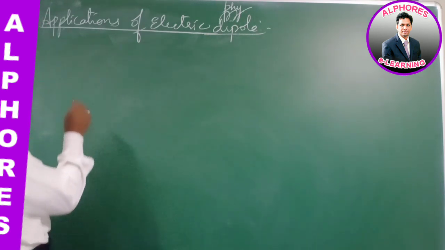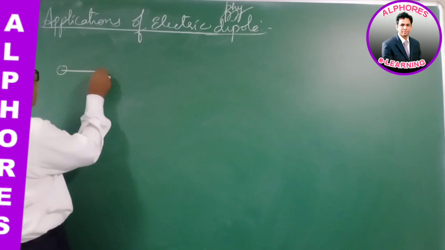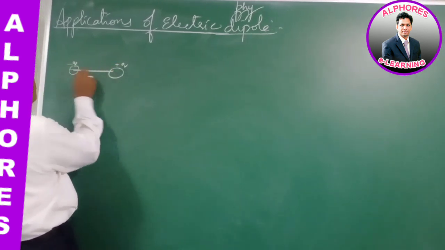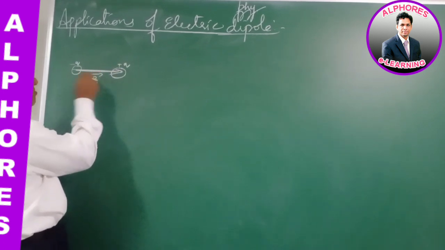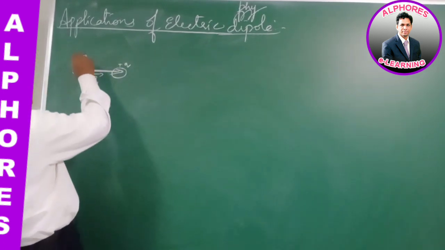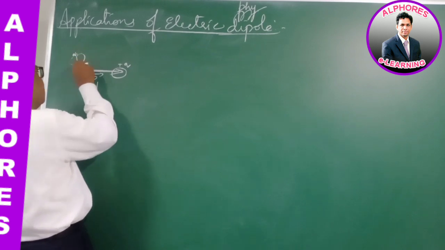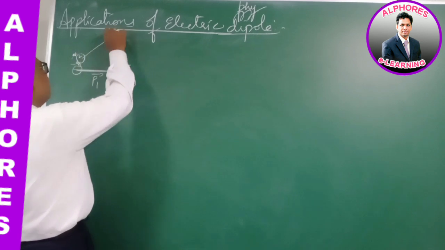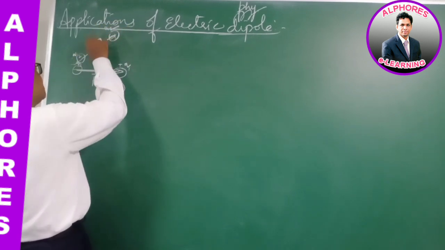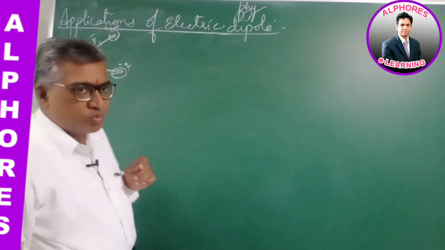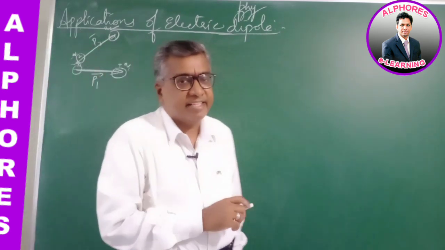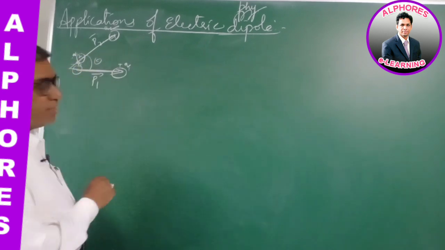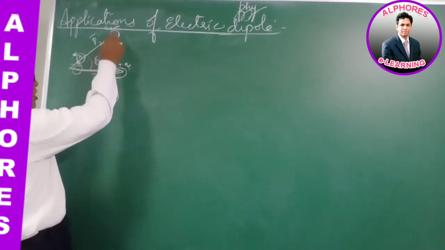Now coming to the applications. Suppose there are two dipoles: minus q and plus q is one dipole, P1 bar. And there is another dipole, minus q2 and plus q2, this is P2 bar. If there are two dipoles inclined at an angle theta like this, then what is the resultant dipole?